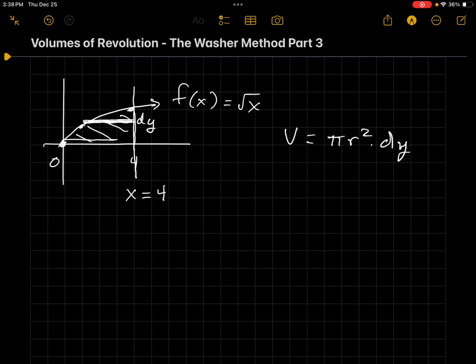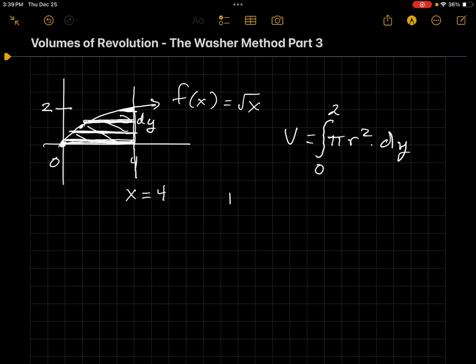Because we're going to start making the cross-sections way down here at y equals 0, and we would continue doing that till we get to this point up here, which is y equals 2. Because if x equals 4 and y is the square root of x, y equals 2. So to find the total volume of revolution, we would sum all of these circular disks, starting at y equals 0 and going to y equals 2.